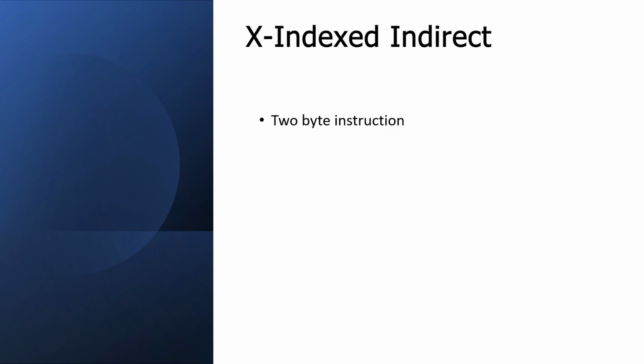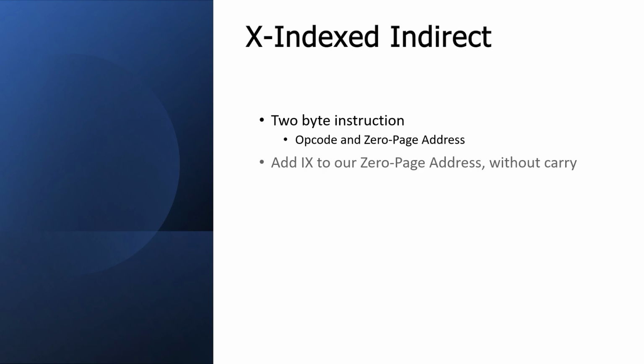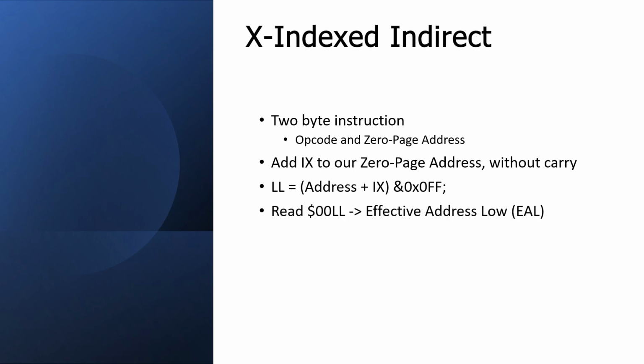I want to talk about X-indexed indirect addressing mode. Instructions that use this addressing mode are 2 bytes long, the first byte being the opcode, and this is followed by a 0 page address. The idea is that we add index X to this 0 page address. This forms a new 0 page address, and then we do indirect addressing based on this new 0 page address. We read from the 0 page address and store the value in EAL. Then we read from the next address and store that value in EAH.